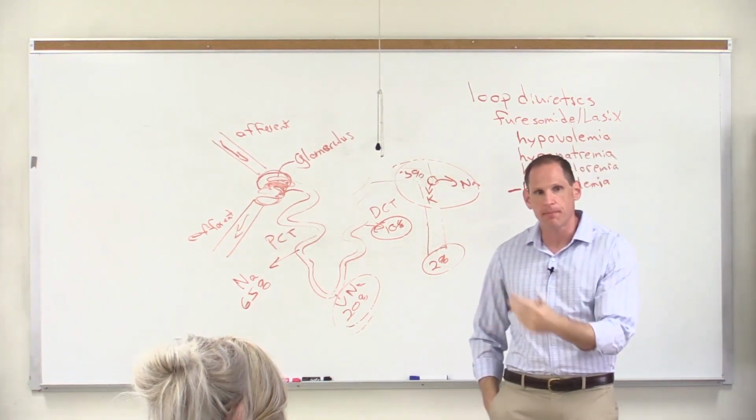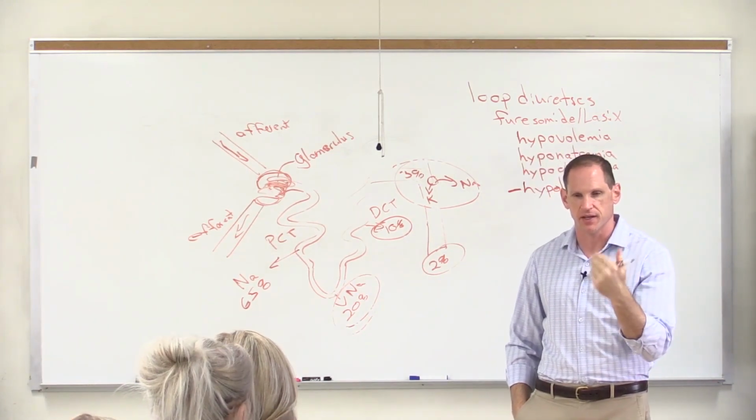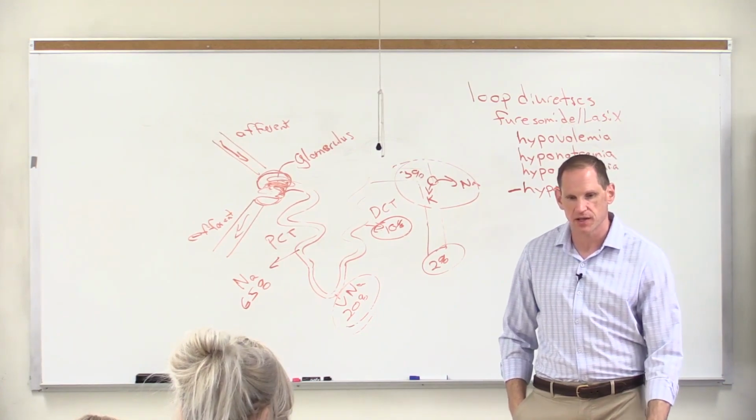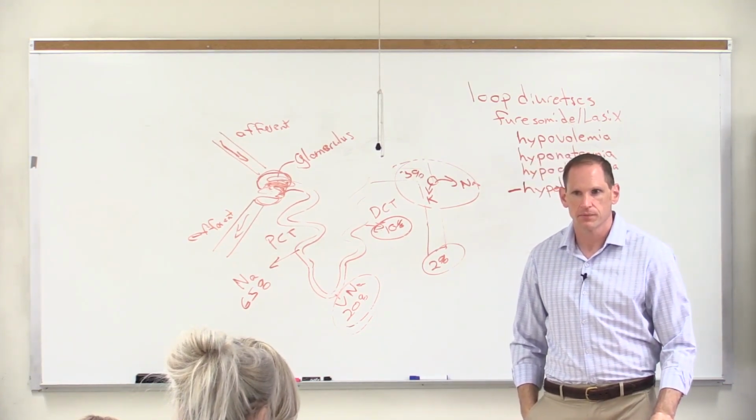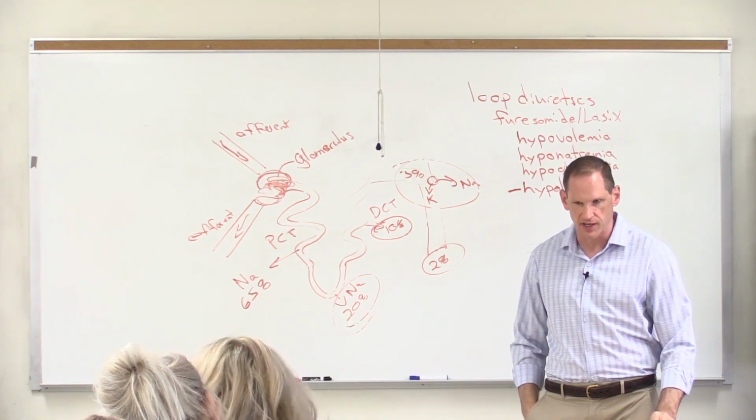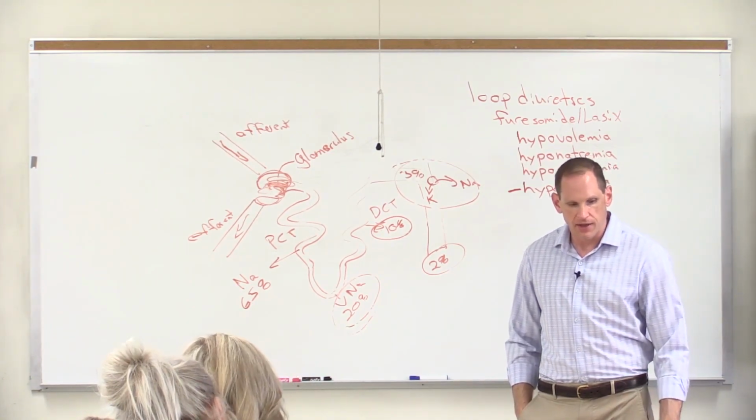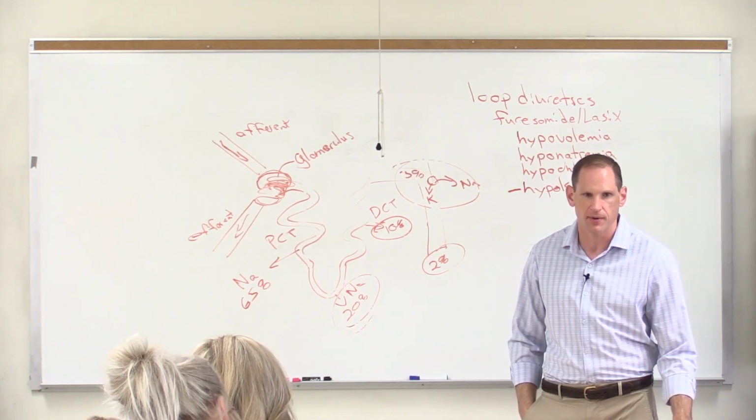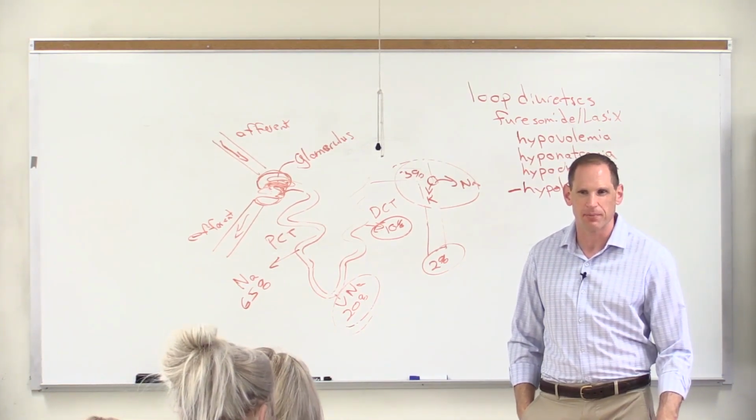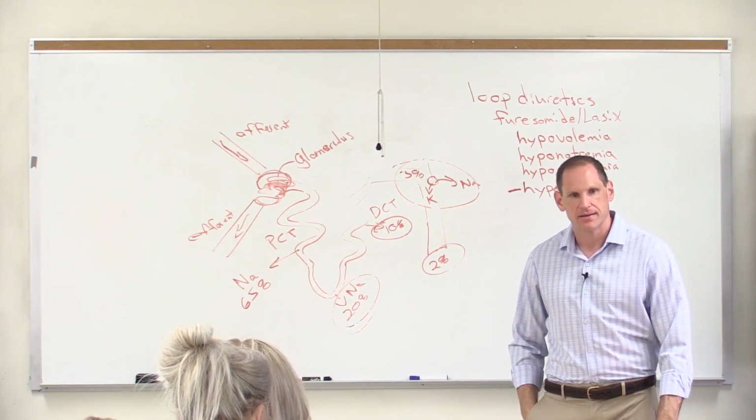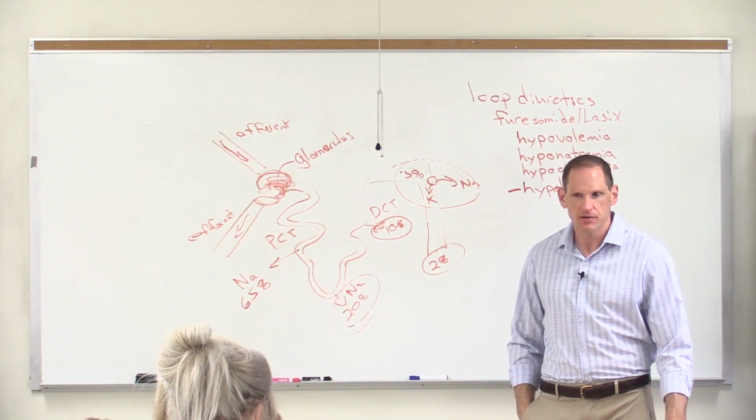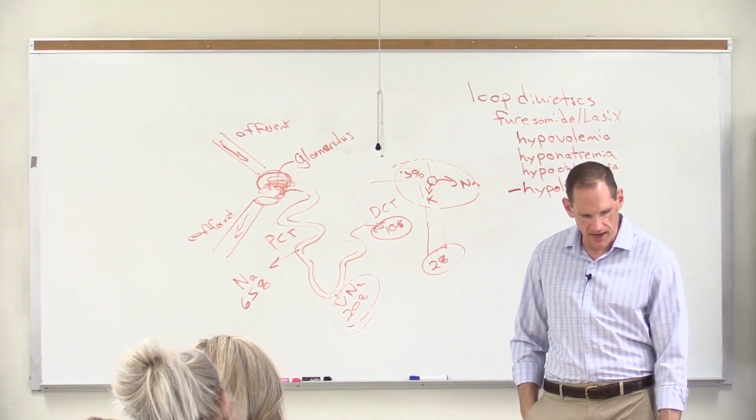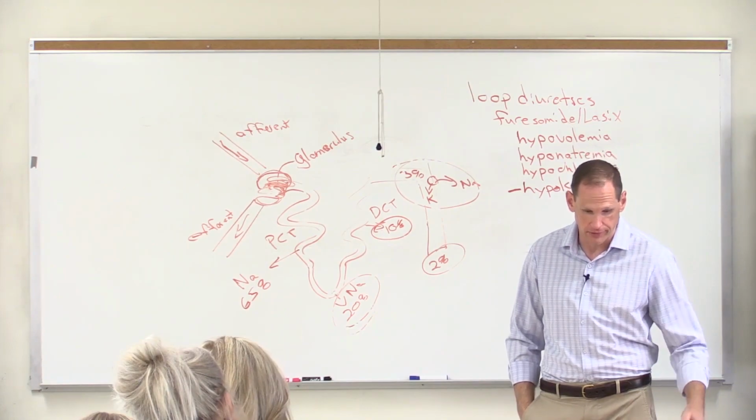For loop diuretics, the number one reason we're going to give them is in heart failure. You can also give loop diuretics in early kidney failure. They'll increase kidney function during early kidney failure. And you can also use them for edema. If a patient has edema, you can use it to reduce edema. And you can also use it to reduce high blood pressure. But they don't last that long, so they don't work that well for high blood pressure. So typically not just for high blood pressure, but you could.